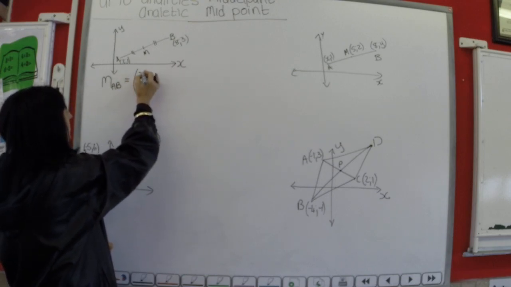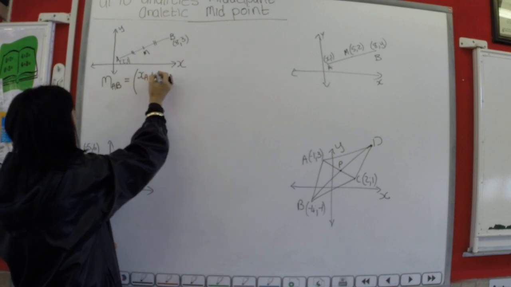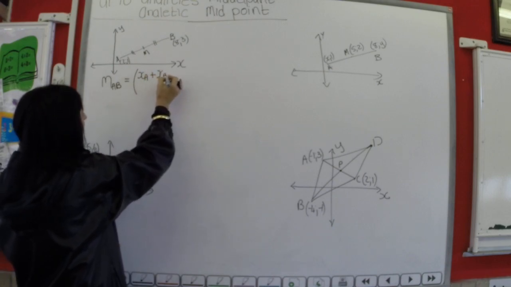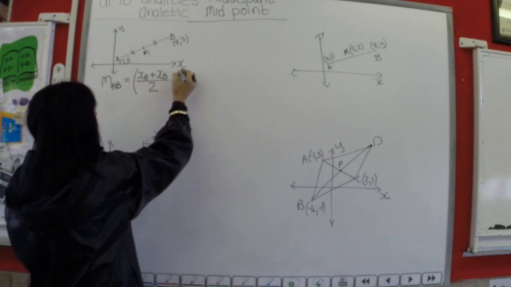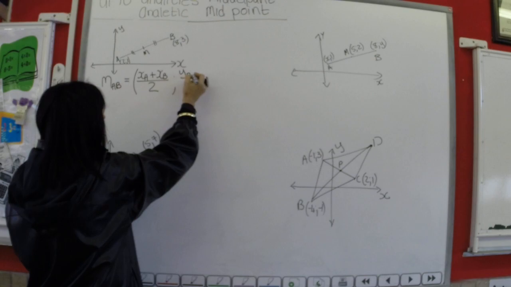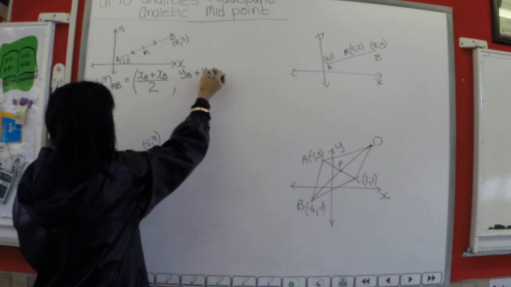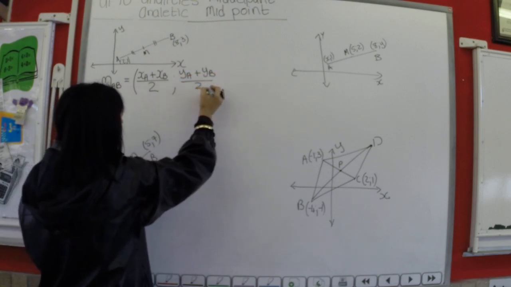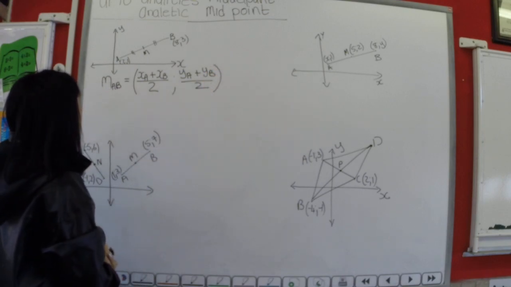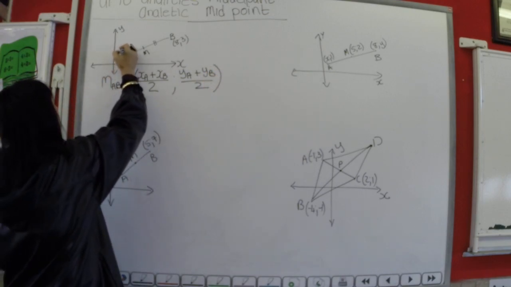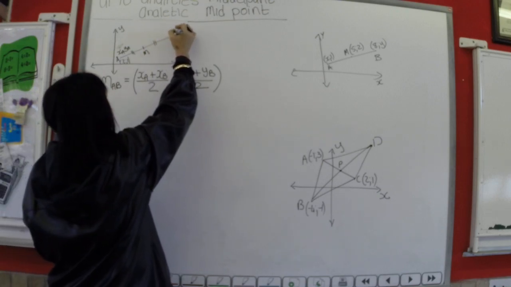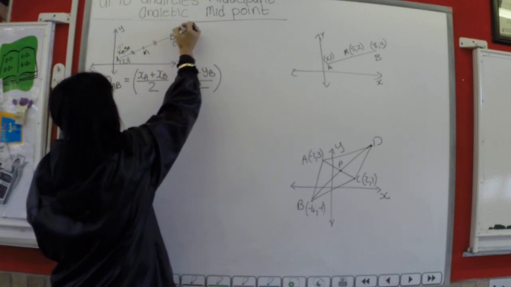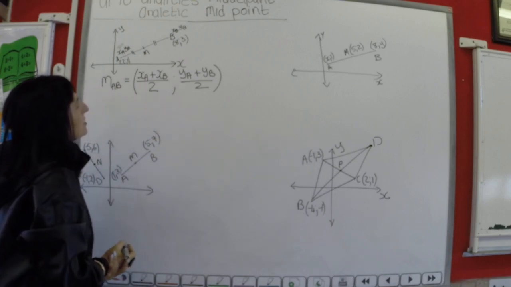Ek vat die x-koördinaat van A plus die x-koördinaat van B, and I divide it by 2. Then the y-coordinate of A plus the y-coordinate of B, and I divide it by 2. Dis my formule, en ek moet hom altyd neerskryf. So nou het ek hier vir XA en vir YA. Okay, and over there I've got XB and YB. So nou gaan ons net substitusie doen.